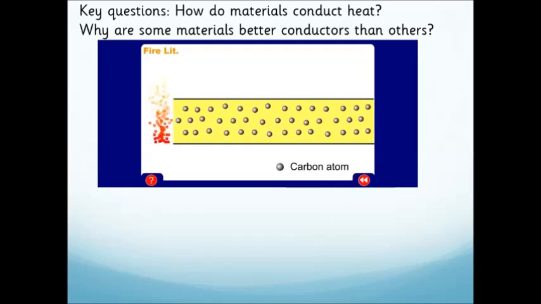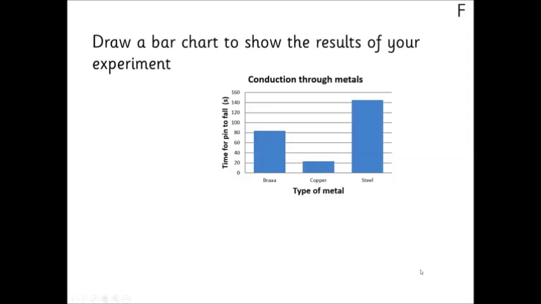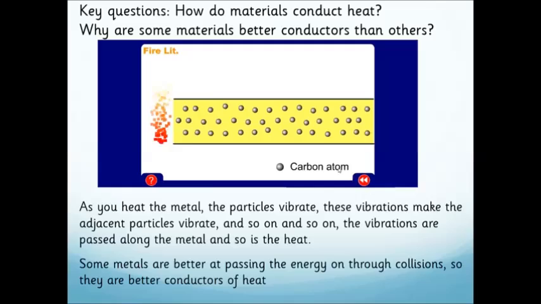So going back to our results, if I just skip back, it would appear our results, remember the shortest time was copper. So the shortest time is going to be the best conductor. That's key here. The longest time, steel, is the worst conductor because it took the longest for the heat to get through. The shortest time is copper, which means it's the best conductor.